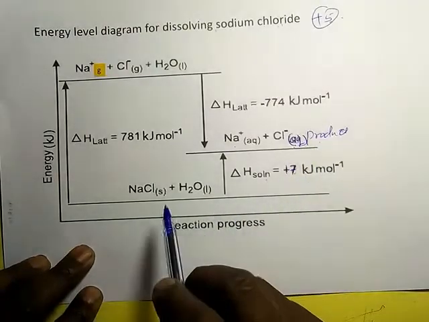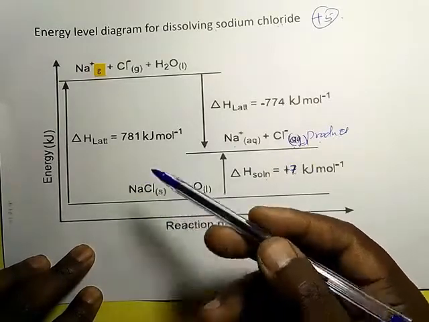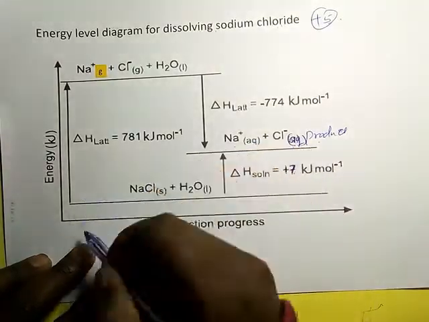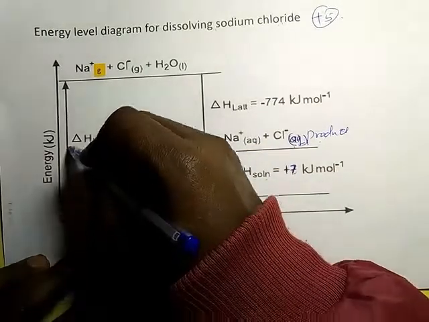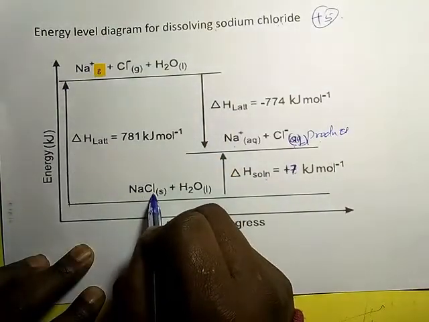So this process, we said, undergoes two stages. In stage 1, sodium chloride is broken. So from here, we go up. The arrows are very important. The sodium chloride is broken.